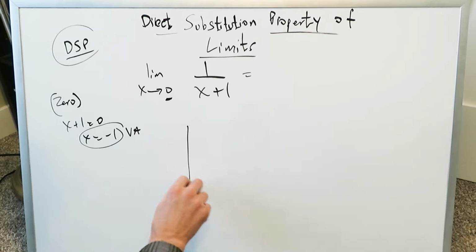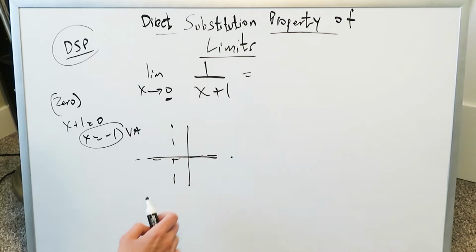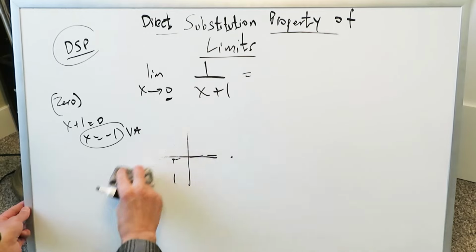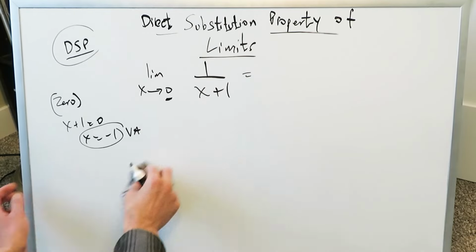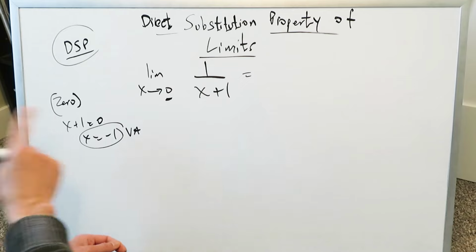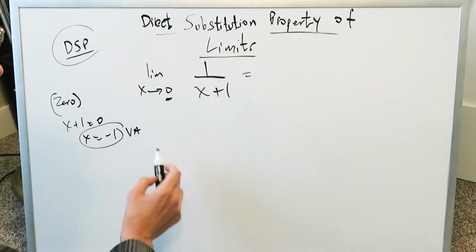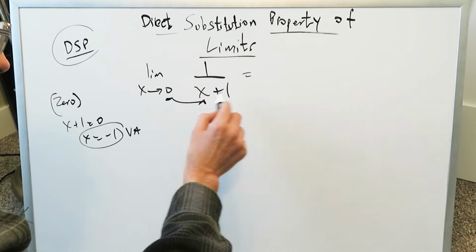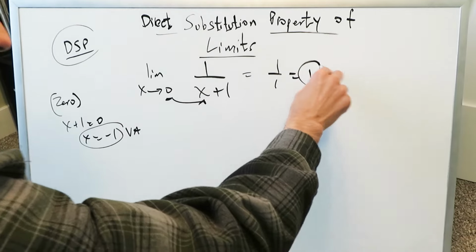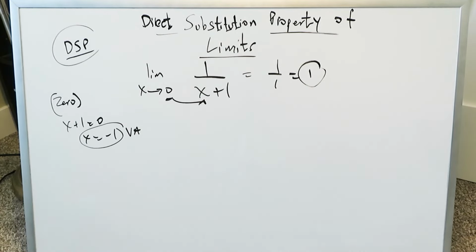Because if you were to graph it out, you'd have here a vertical asymptote. You'd have a horizontal asymptote too, but we're only looking here at vertical asymptotes. So x approaching this a value of 0 is in the domain because this 0 is not the 0 of your function. It does not zero out your denominator. You can just plug this value right here. You'll have 1 over 1 and your limit answer is 1 and the direct substitution property worked.